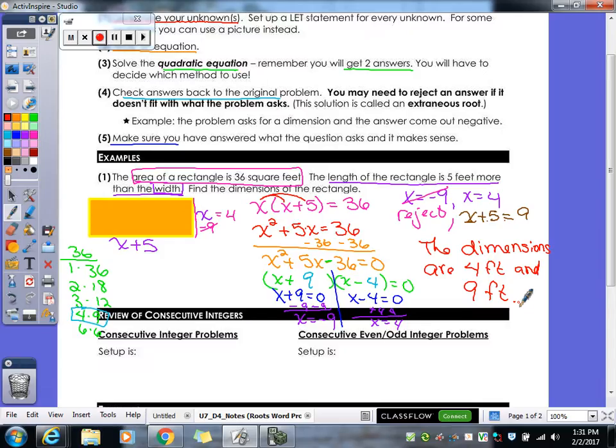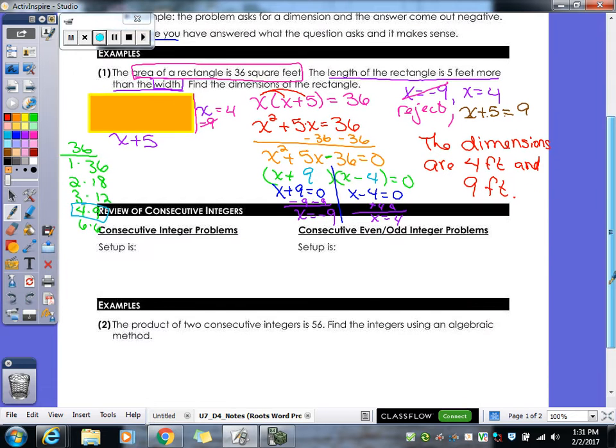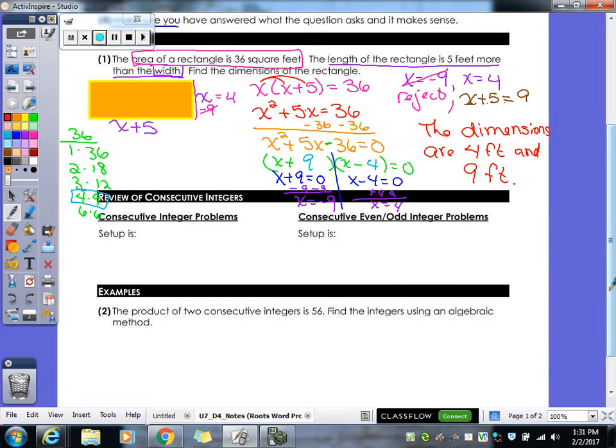For this one, the picture is our let statement. So pictures can replace those let statements. Some people still like to write them. You always can.